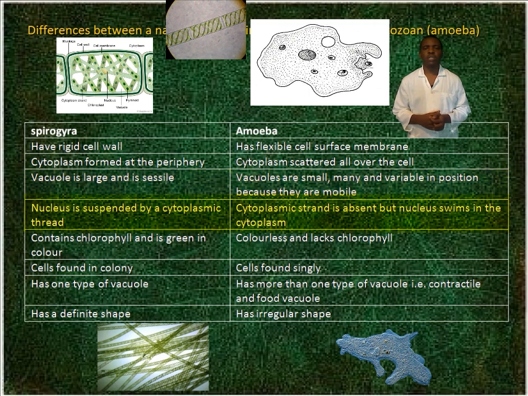The nucleus in the Spirogyra is suspended by cytoplasmic threads. Cytoplasmic threads are absent in amoeba, but the nucleus swims in the cytoplasm. Spirogyra contains chlorophyll and is green in color, while the amoeba is colorless and lacks chlorophyll. Spirogyra cells are found in colony, while amoeba cells are found singly. Spirogyra has only one type of vacuole. Amoeba has more than one type of vacuole, that is, contractile vacuole and food vacuole. Spirogyra has a definite shape, while the amoeba has an irregular shape.